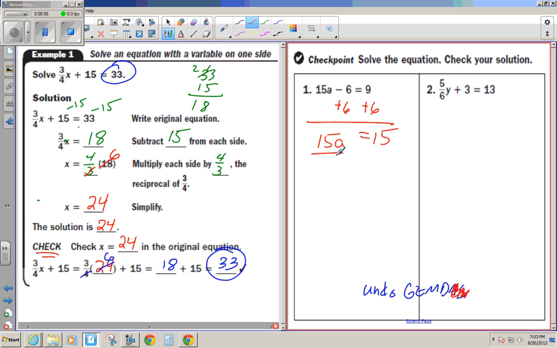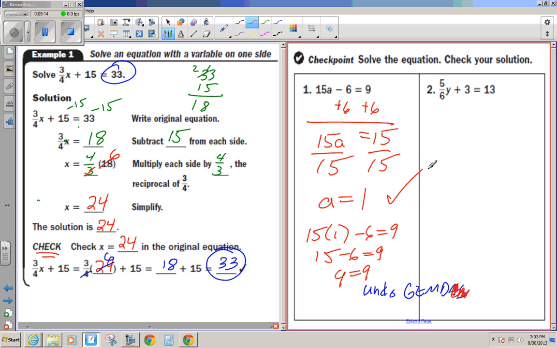Multiply and divide. Get rid of multiplying by 15. A is 1. And check. 15 times 1, 15 minus 6. 9 equals 9. We know we did it right.